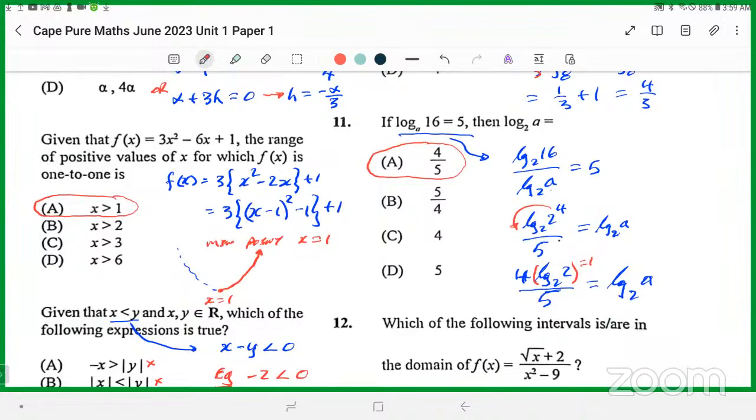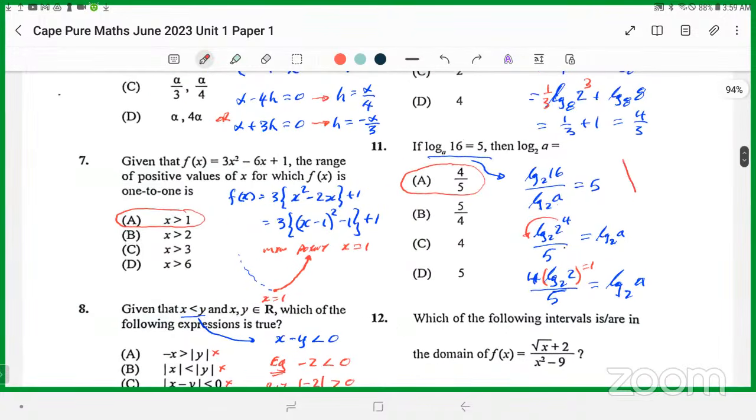Multiple ways to do this. I'm thinking that I could have put this as a reciprocal and write it instead as another way. I would write this side as 1 over log to base 16 of 8 equals 5.